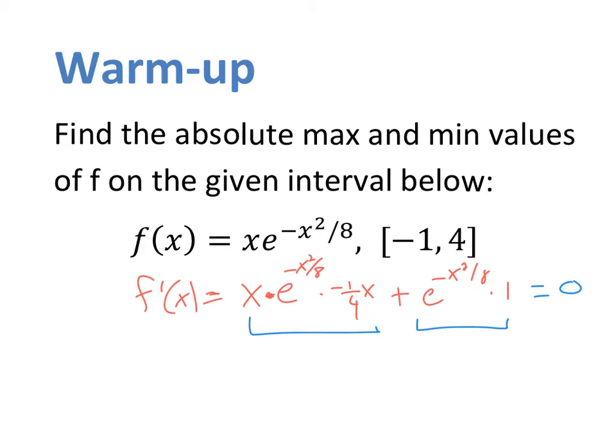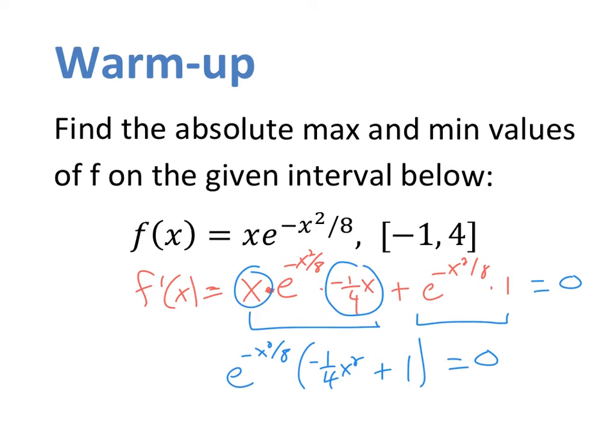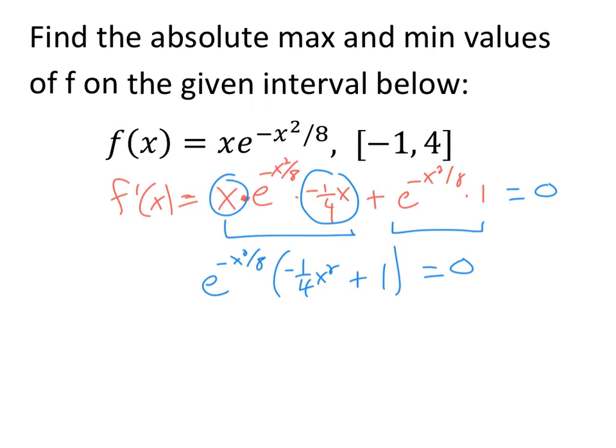So notice that we do have an e to the negative x squared over 8 involved with both of these terms. And if I simplify that first term, if I factor it out here, I'd be left with negative 1/4 x times x, which ends up being negative 1/4 x squared. And then I have to have a placeholder of 1 for that second part. So remember, critical points is when it's 0, and in this case, there is no value that makes this outside 0. So we don't yield any there, but we might yield a couple here.